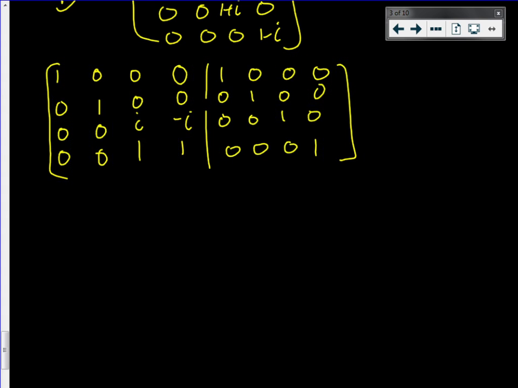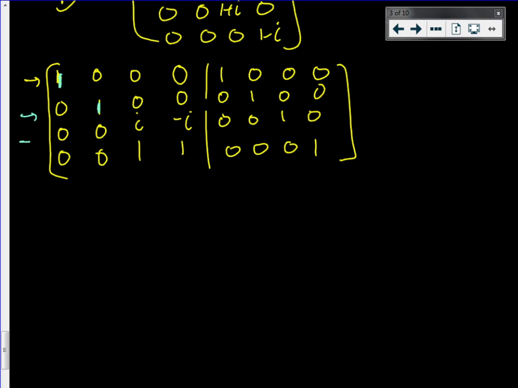Well, the first row, first entry is 1. That's good. And what's above and below it is 0. Great. Second row, second entry is a 1. What's above it and below it is 0.